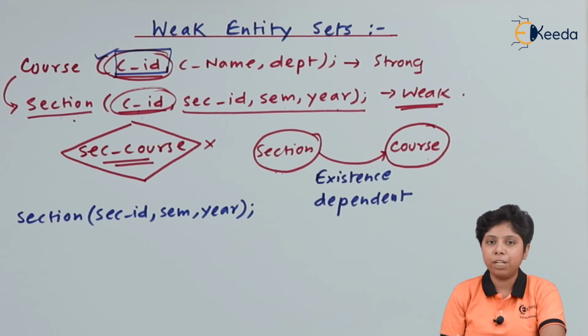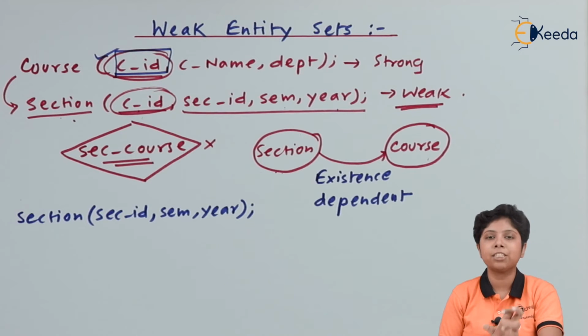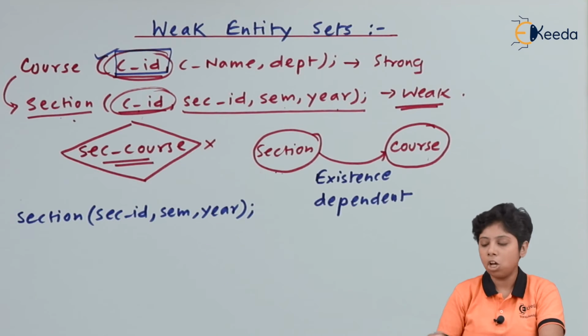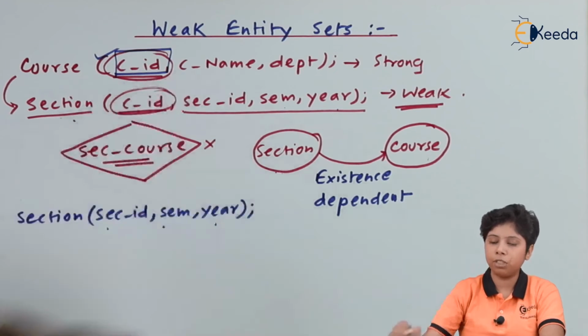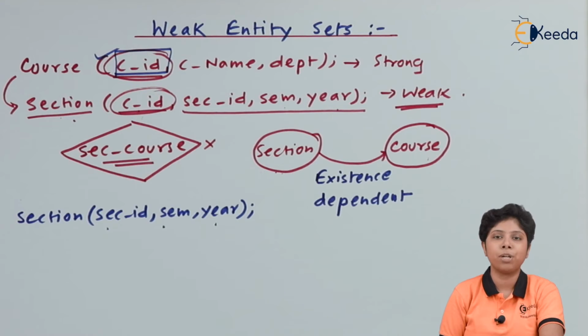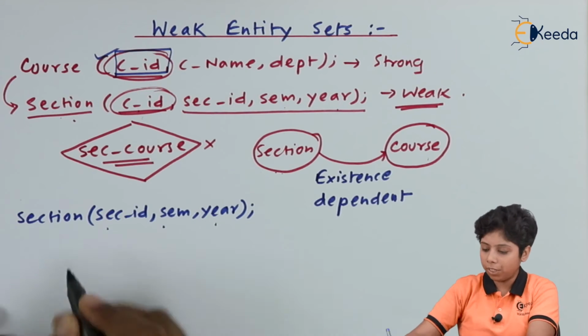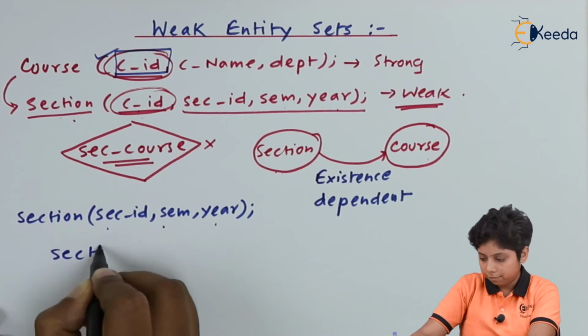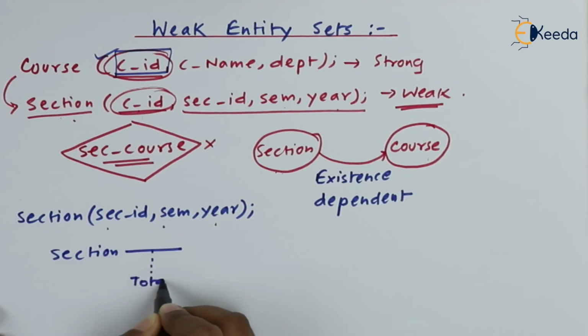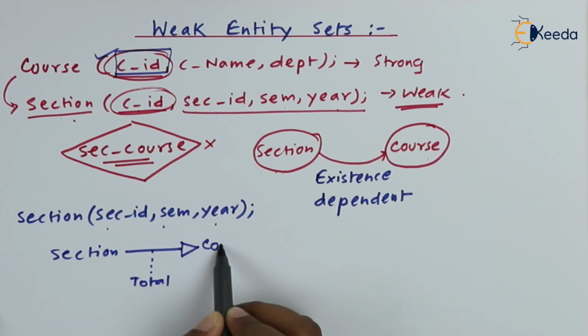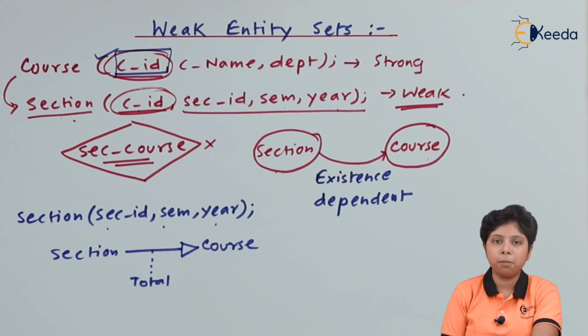If there is any relationship between this section and course, say the sec course relation, then the relation has a total participation. That means all the attributes of this relation should always refer to the strong entity set relation. So now we can say that section is totally dependent on the course.